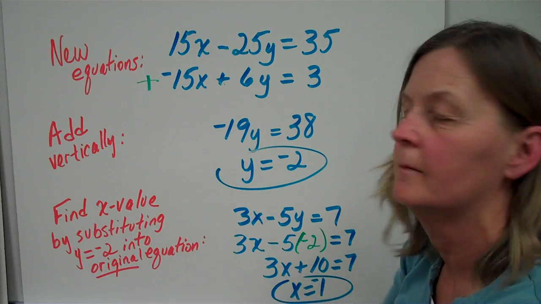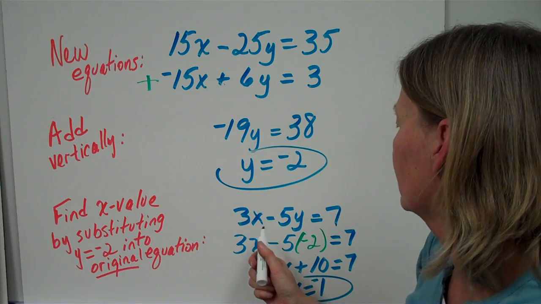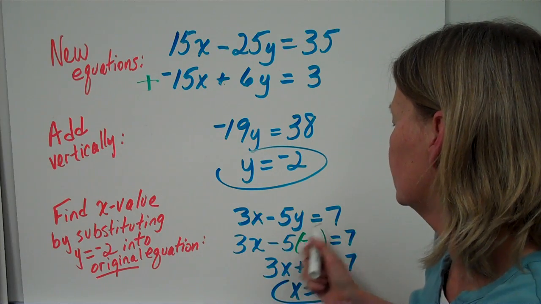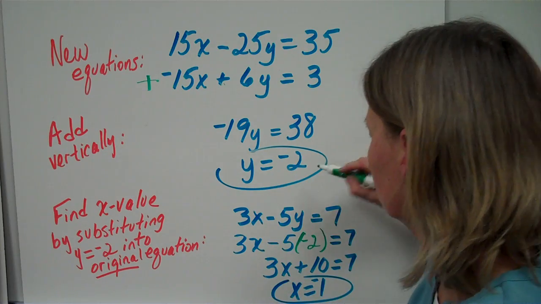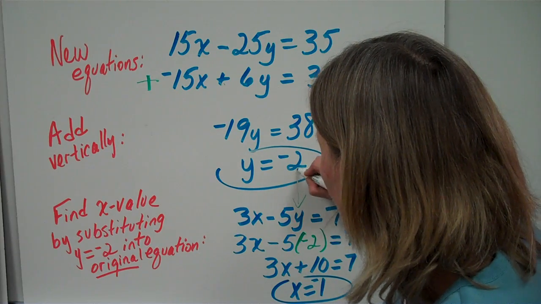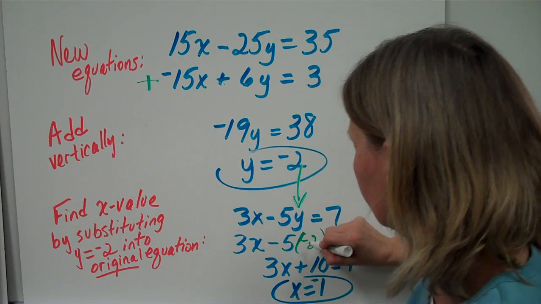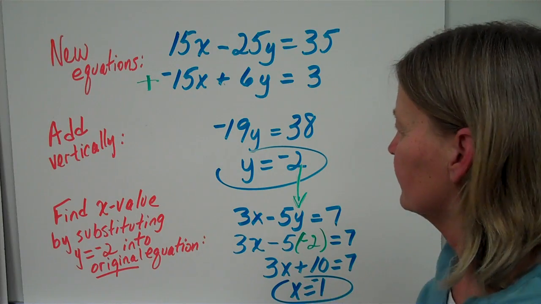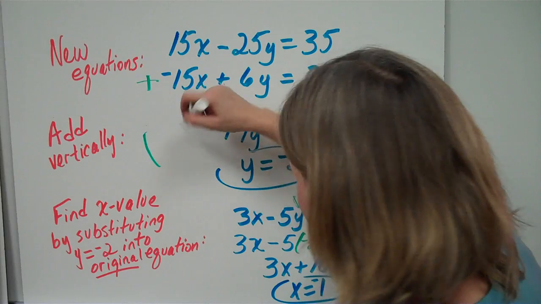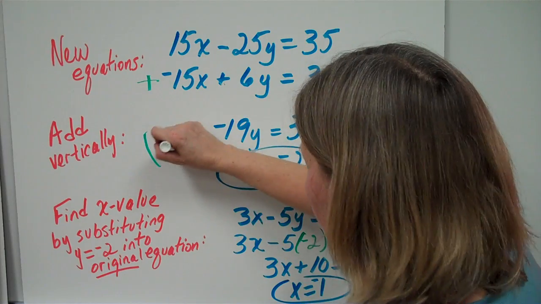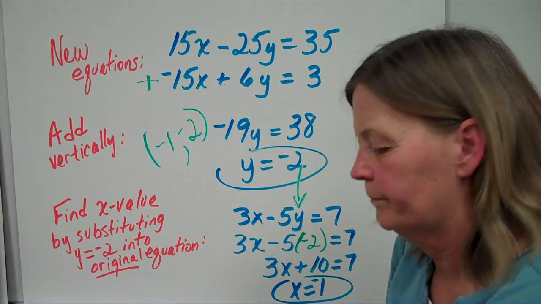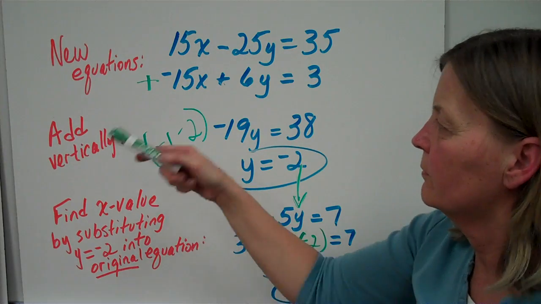So going back 2 boards ago or so, our original equation was 3x minus 5y equals 7. So I put in the negative 2 right there for that y. Do the math, you get x equals negative 1. So again, always write the answer as an ordered pair. It will be x is negative 1 and y is negative 2. And that would be your solution for that system.